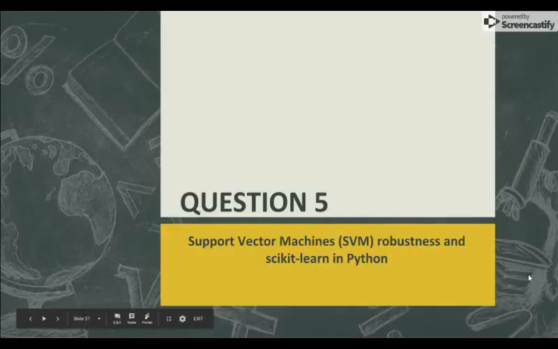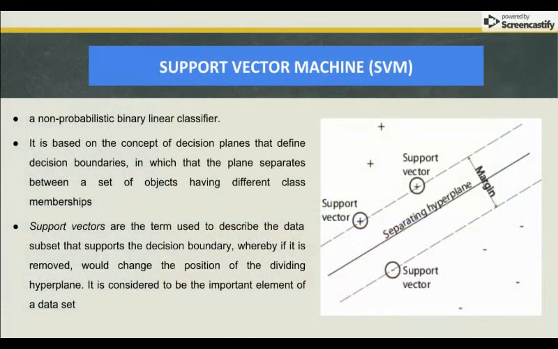So the last question for this task is question 5, which is support vector machine, SVM, robustness and scikit-learn in Python. So support vector machine is a non-probabilistic binary linear classifier. It is based on the concept of decision planes that define decision boundaries, in which the plane separates between a set of objects having different class memberships.